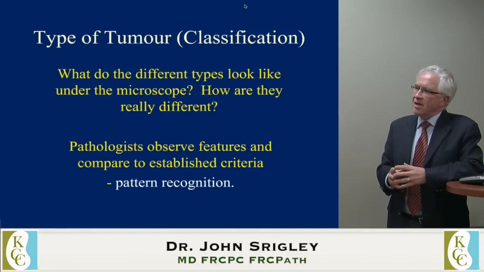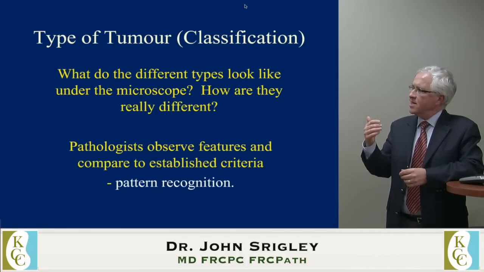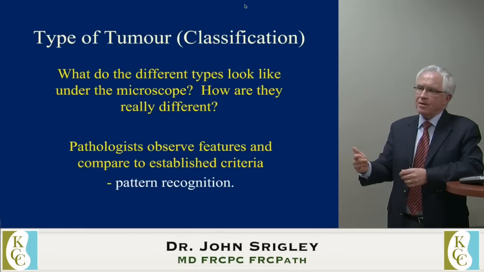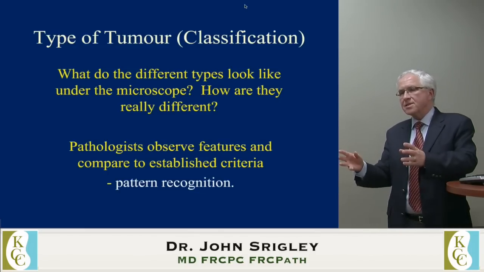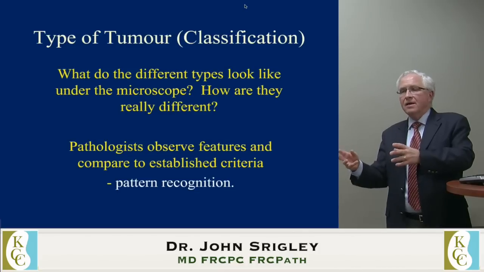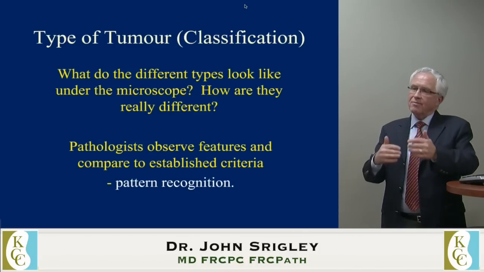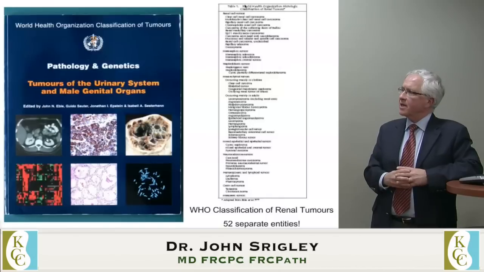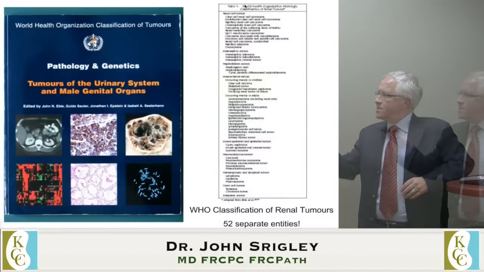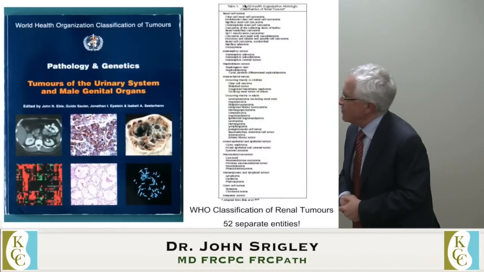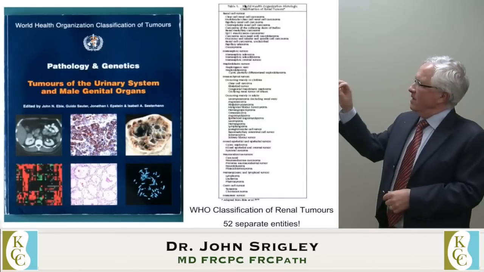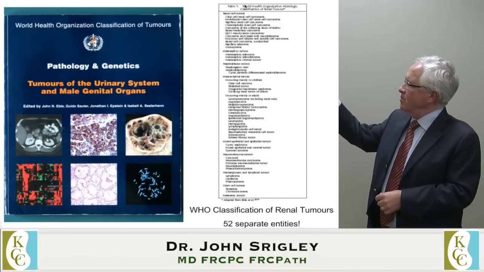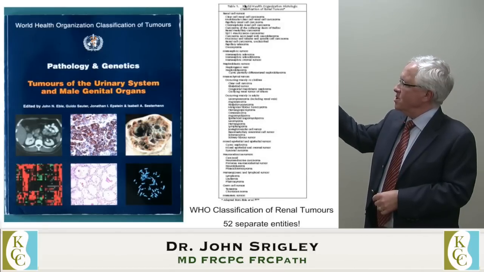So what the pathologist does in looking down through the microscope is he uses very established features and criteria that we learn through our training programs, and we have all sorts of atlases now, many of which are online, of different types of tumors, so we can compare. It's essentially a science of pattern recognition, very much like radiology. So here, for instance, this is the World Health Organization classification book for tumors of the urinary system and the male genital organs.